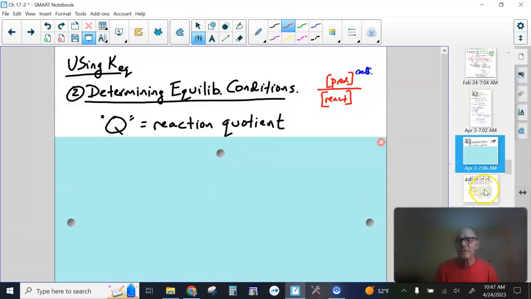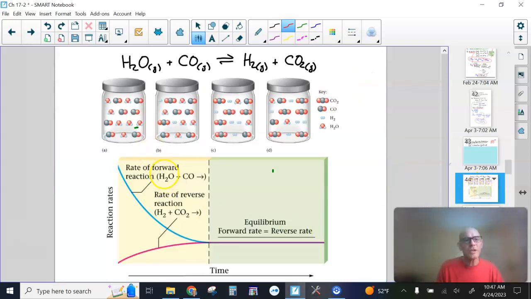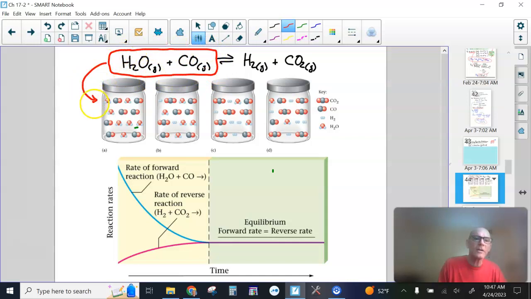And remember, systems take time to approach equilibrium. This is an example that we looked at earlier in class where we put these two reactants in a jar, just water vapor and carbon monoxide gas. So here's the initial conditions, and we let them react and approach equilibrium. So they get consumed, their concentration decreases as the concentration of the products increase, and eventually we reach equilibrium. Remember, equilibrium is where the forward and reverse reaction rates are the same.